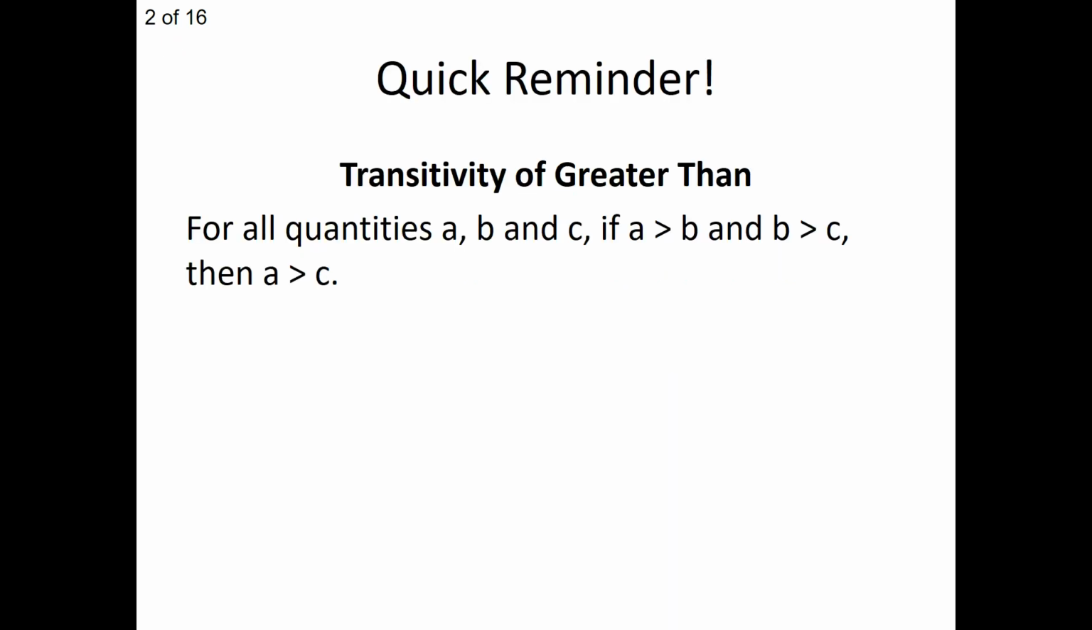A quick reminder before we jump too far into today's lesson. We have a property with our new relation of greater than, the transitive property. So transitivity of greater than is one of our new properties we saw earlier in the chapter. I want to remind you of that today because we're going to see it used again: if we are working with three quantities such that A is greater than B and B is greater than C, then in fact A will be greater than C.